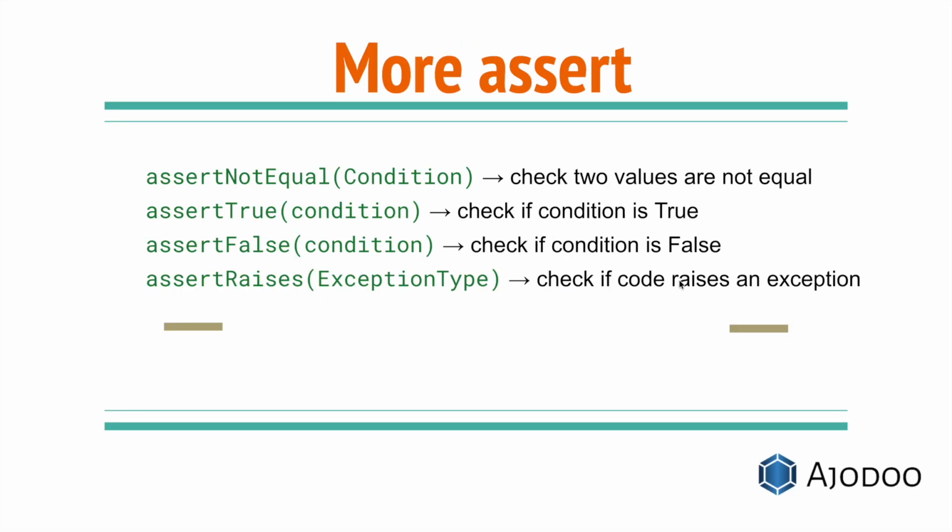We have more assert functions to check different conditions, like assertNotEqual, that will check two values are not equal. Then assertTrue checks if a condition is true, and assertFalse checks if a condition is false. assertRaises checks if code raises an exception. So we have lots of assert methods for the test cases.